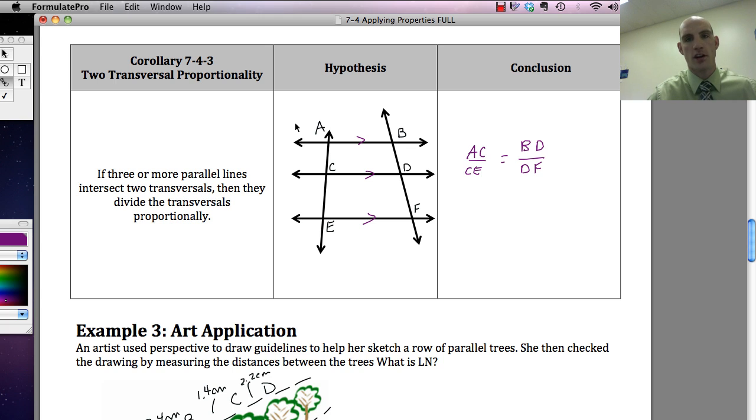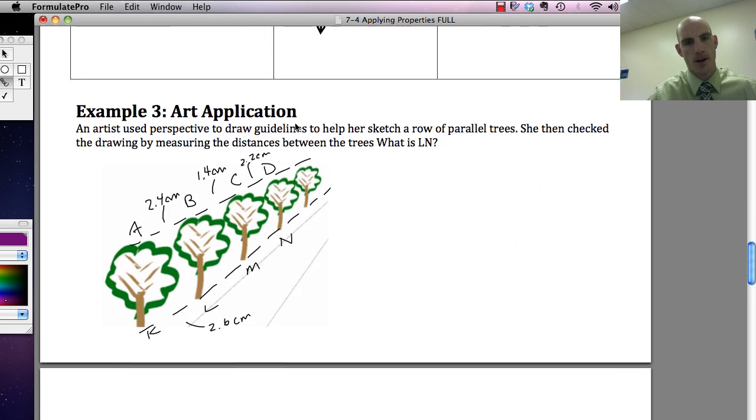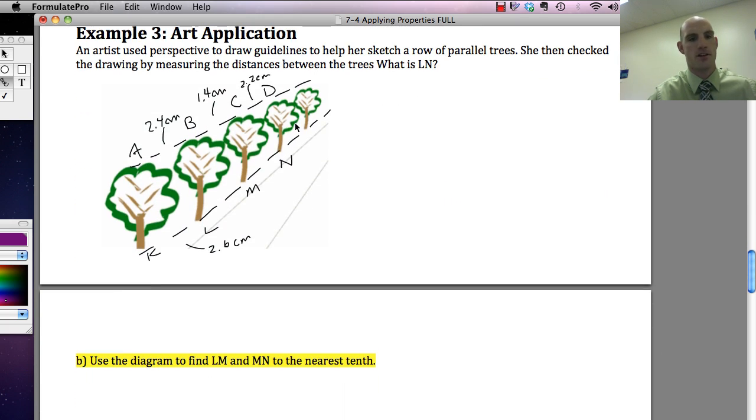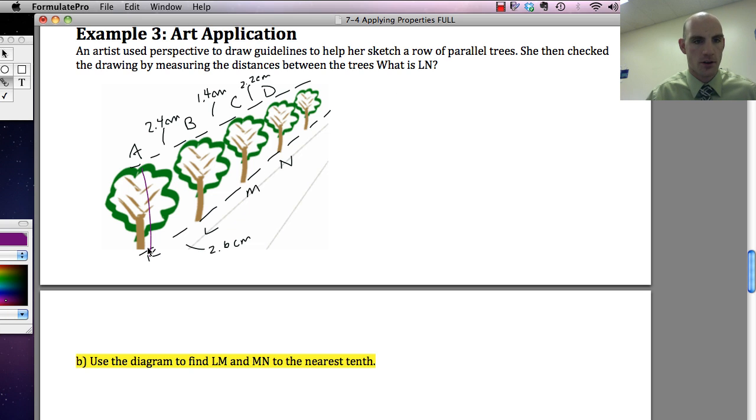Okay, we have an art application that goes with this. All right, and so let's look at this art example here. An artist used perspective to draw guidelines to help her sketch a row of parallel trees. She then checked the drawing by measuring the distances between the trees. Okay, and so these trees, pardon my lines, are all representing these parallel lines. Well, we have three or more parallel lines that are cut by two transversals. Well, AD and KN are those transversals.